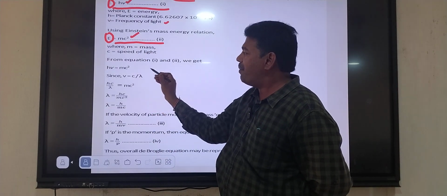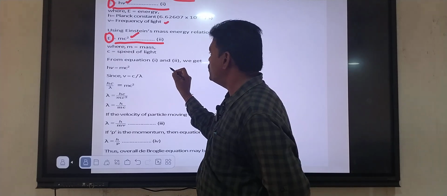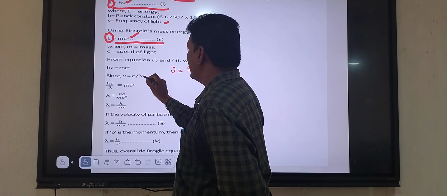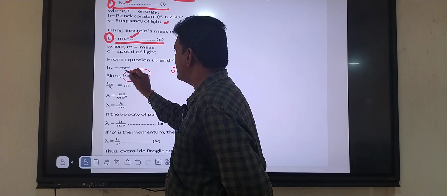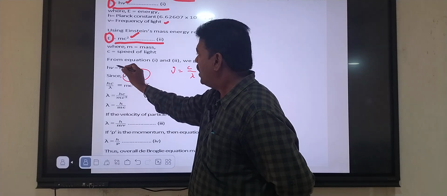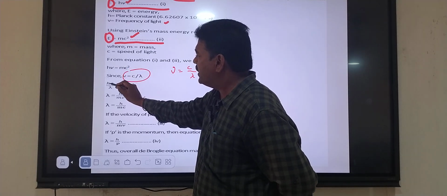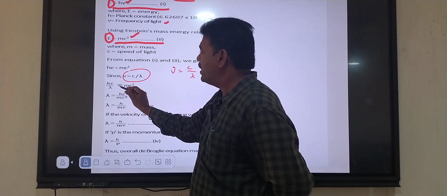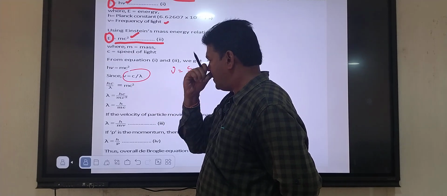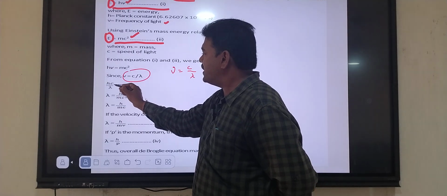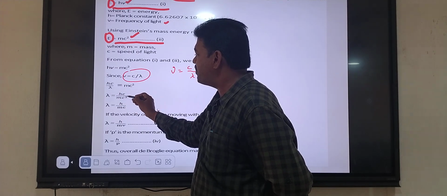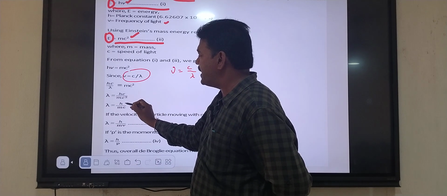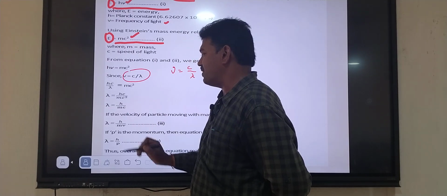We know that nu is equal to c by lambda. When we substitute c by lambda instead of nu, the equation becomes hc by lambda is equal to mc square, and we can rearrange this equation to write lambda is equal to hc by mc square. One c and one c get cancelled, and lambda is equal to h by mc.